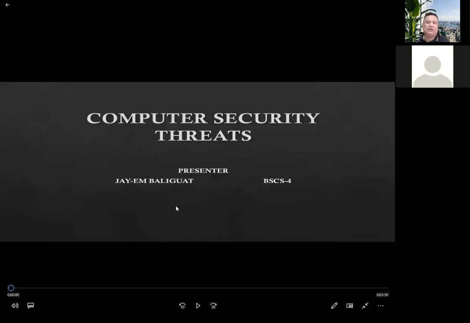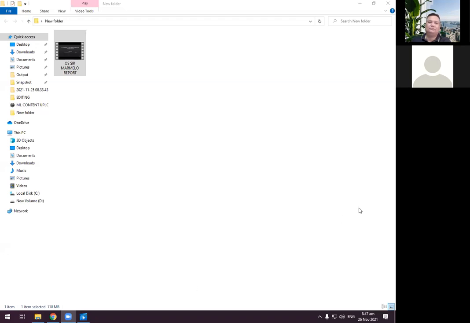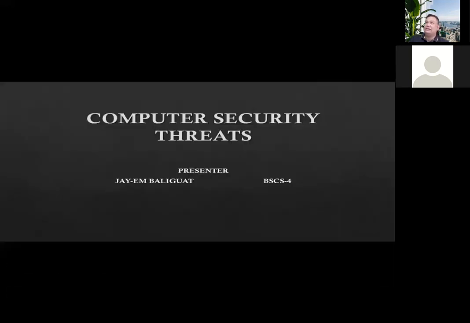Okay, so this time our topic is, of course, computer security threats, which is very important in this field, especially in operating systems. Now, computer security threats covers the computer security concepts, the threats, attacks and assets, the intruders, and the malicious software overview: viruses, worms, bots, and rootkits.